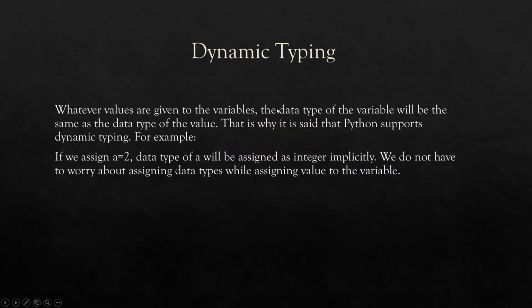So what is dynamic typing? Whatever values are given to the variables, the data type of the variable will be the same as the data type of the value. That is why it is said that Python supports dynamic typing. For example, if we assign A equals to 2, the data type of A will be assigned as integer implicitly. We do not have to worry about assigning the data types while assigning value to the variable.